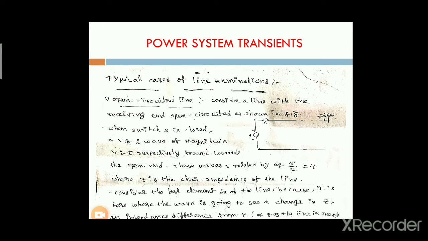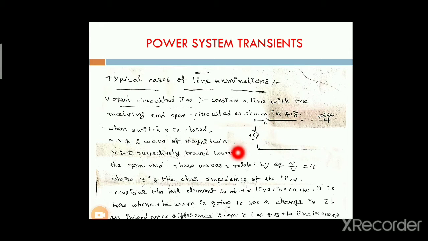First, we are discussing the typical cases that will be obtained when the transmission line is open circuited. Consider a line whose receiving end is open circuited. This is the transmission line with the receiving end open circuited.